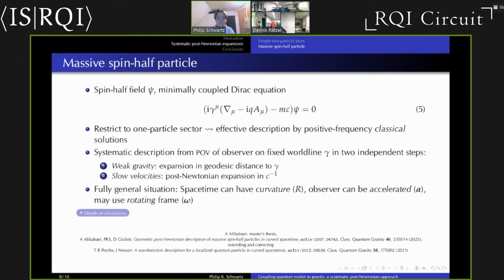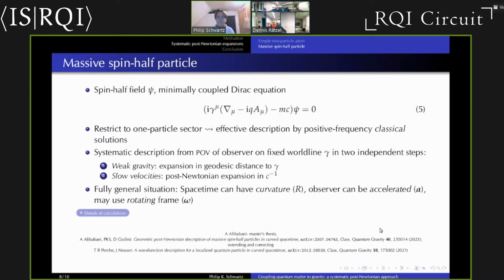And then we get a full description in the fully general situation where the spacetime can in general be curved, where the observer can be accelerated, and where the frame that the observer uses may be rotating. So for example, one could use this for an observer sitting on the surface of the Earth, which is rotating itself. And this was actually done by Ashkan, who is also in the audience there. I think I saw him asking a question earlier. I know that he got to Bremen today. It was his master's thesis, and the paper on this just got out.